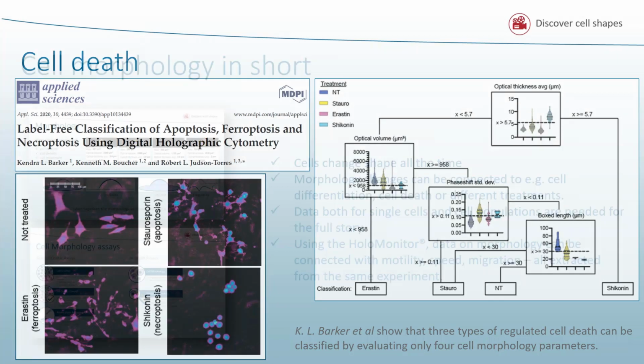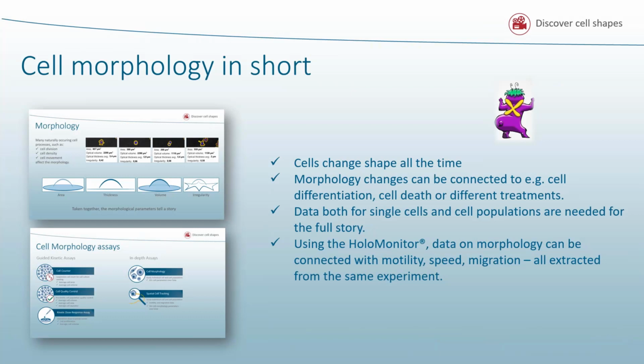So, in short, cells change shape all the time. And these shape changes can be connected to, for example, cell differentiation, cell death, or different treatments. Data, both the single cells and cell populations, are needed for telling the full story. And once you have data in the HoloMonitor system, you have morphology, you can connect those data with motility or migration, or there are so many combinations you can do to enhance the use of the morphology. And all this is label-free.